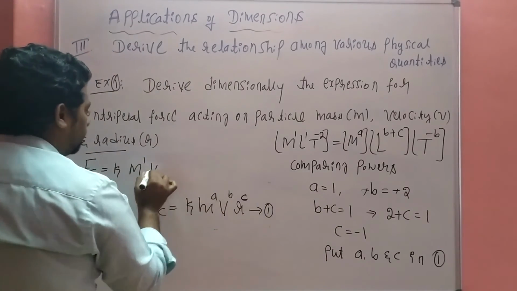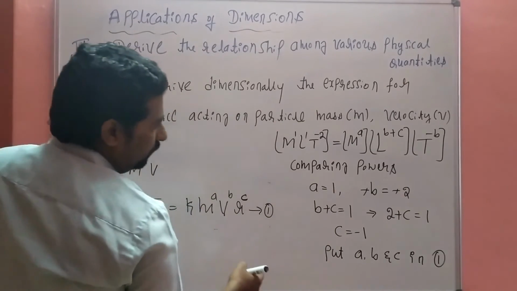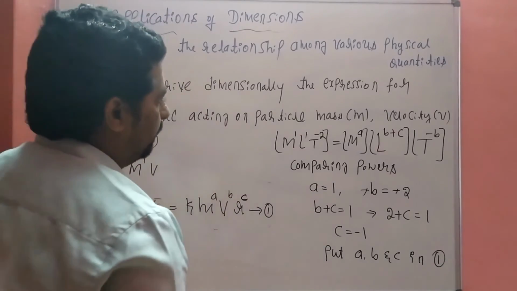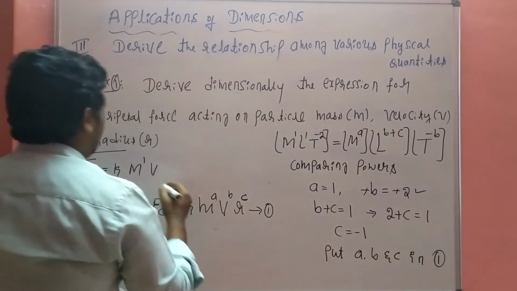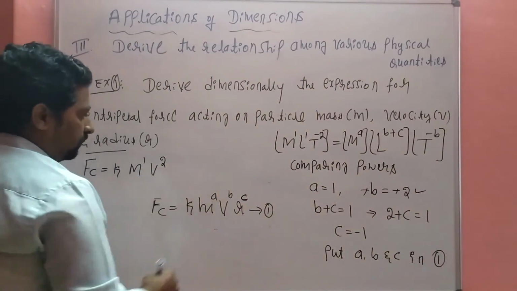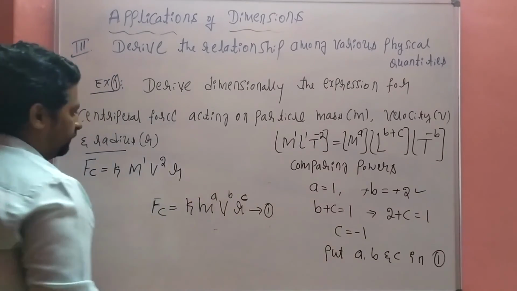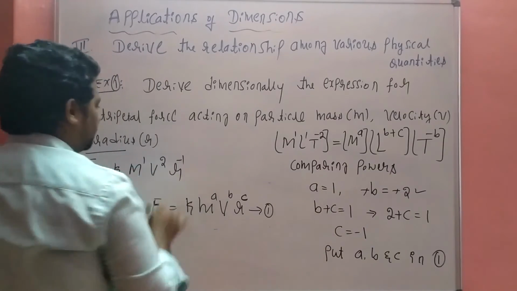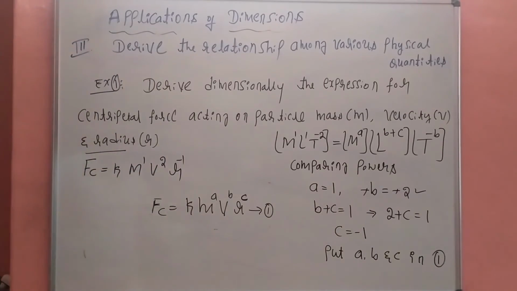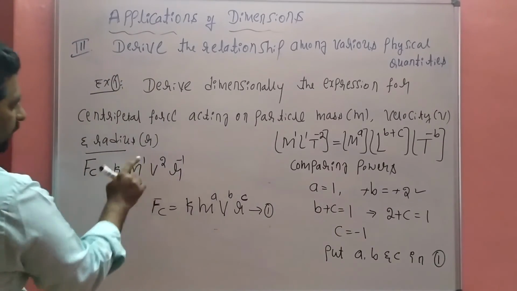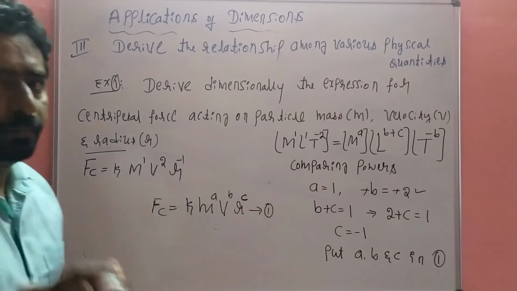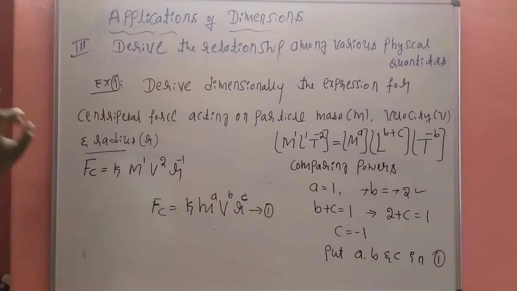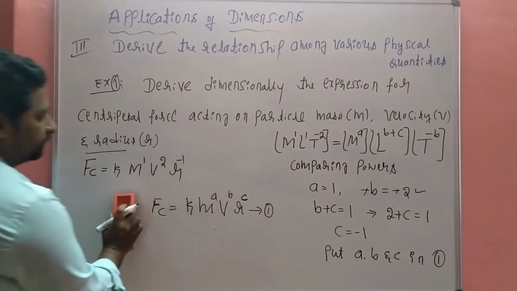Then v. What is the b value? The b value is 2. Then r to the power of the c value, which is minus 1. Put the a value, b value and c value.